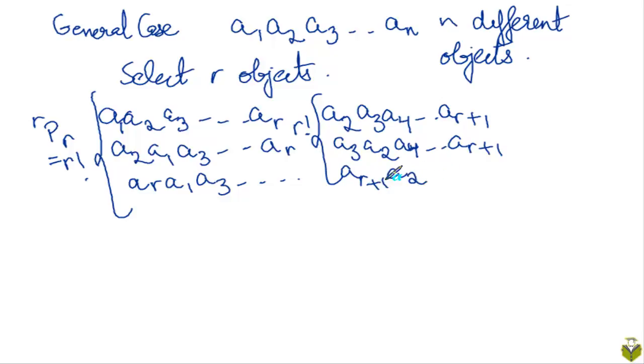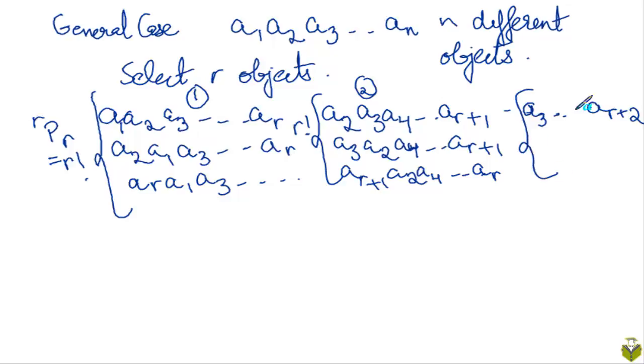Obviously, I cannot write all of them, but I'm just trying to give you some kind of idea about what it will be. So this is one selection, this is two selections, and then there will be more selections where maybe you select AR first, like say you only select objects between A3 and AR plus 2 and so on. So this one will be the third selection and so on. So in this also you will be able to arrange in R factorial ways, right?